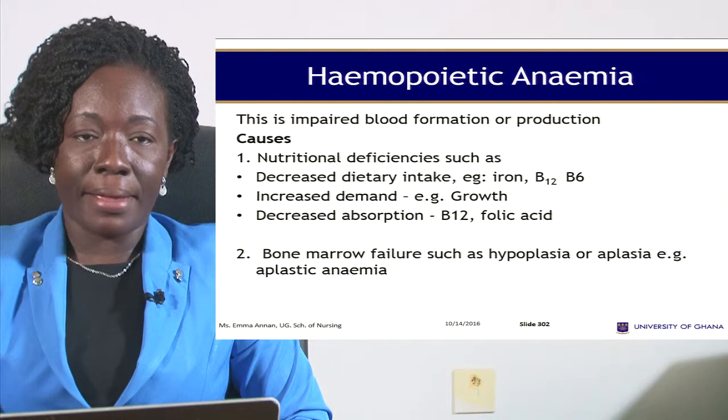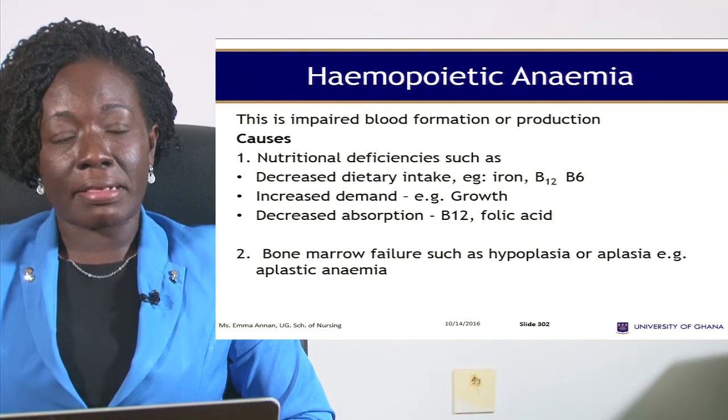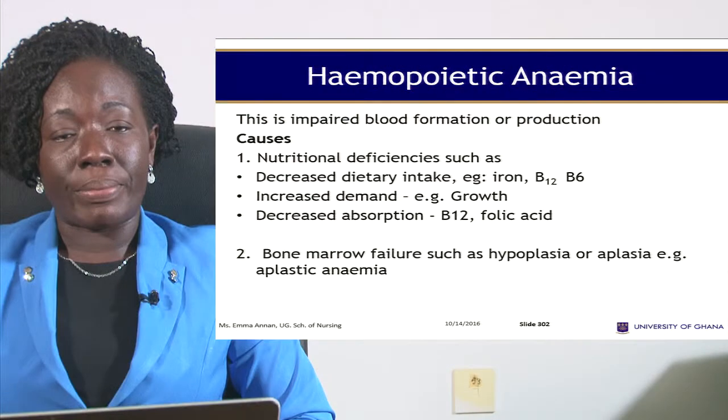For haemopoietic anemia, this is impaired blood formation or production. And most of the time, the causes are nutritional deficiencies, such as decrease in iron intake, B12 and B6, increased demand, such as growth, when you are growing the demand for iron is high. Then decreased absorption, that is B12 and folic acid. They help with the formation of the red blood cells. So when there is decreased absorption, it tends to lead to anemia.